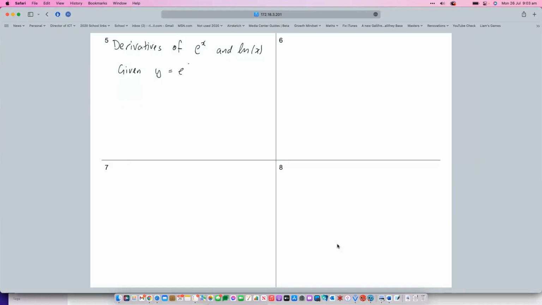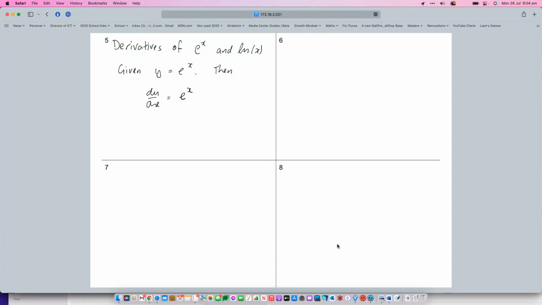Given y equals e to the x, then dy by dx is equal to e to the x. Okay, so e to the x is a special power where its derivative is equal to itself. Guess what the second derivative is? e to the x, and the third derivative, and the fourth, and the fifth, and the sixth. In other words, it will just keep on going on forever as e to the x.